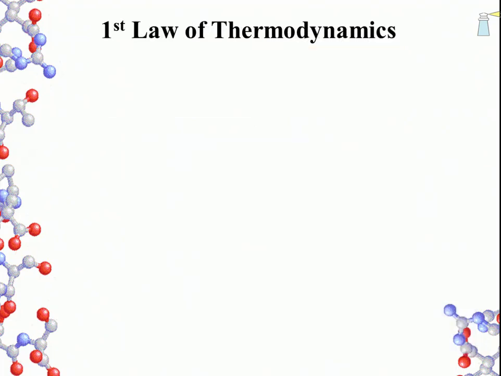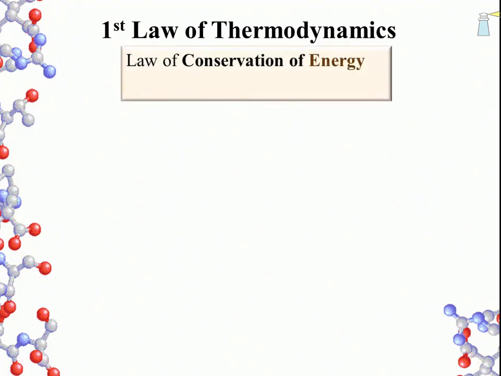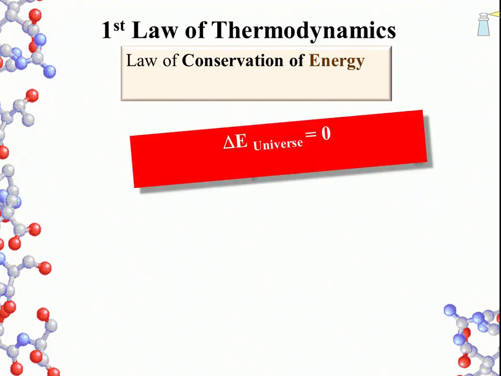The first law of thermodynamics is concerned with the change in the internal energy of a system. It is an extension of the law of conservation of energy. No energy is created or destroyed. It is only moved around. That means the total energy of the universe is constant. The change is zero. We define the universe as the sum of the system and the surroundings.